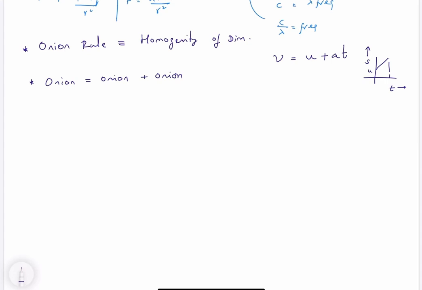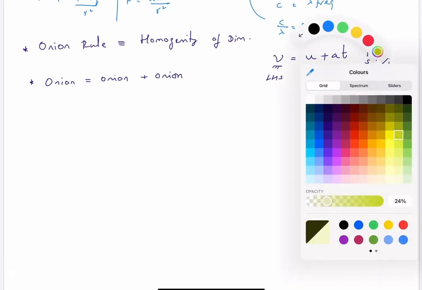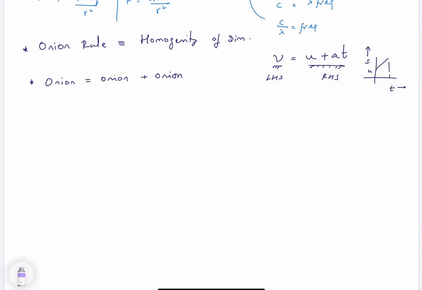So how do I know if this LHS satisfies this RHS perfectly? For that, we use the onion rule. Onion equals onion plus onion. However many onions there are, first we count. We treat each and every quantity like an onion. So let's see how many quantities are there here, with the plus or the minus or multiplying. So this is one onion. This is one onion.